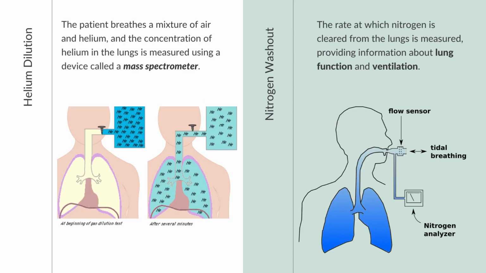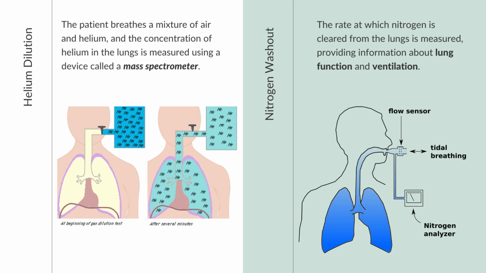Third is the helium dilution. In this method, the patient breathes a mixture of air and helium, and the concentration of helium in the lungs is measured using a device called a mass spectrometer. This measurement allows calculation of lung volume.